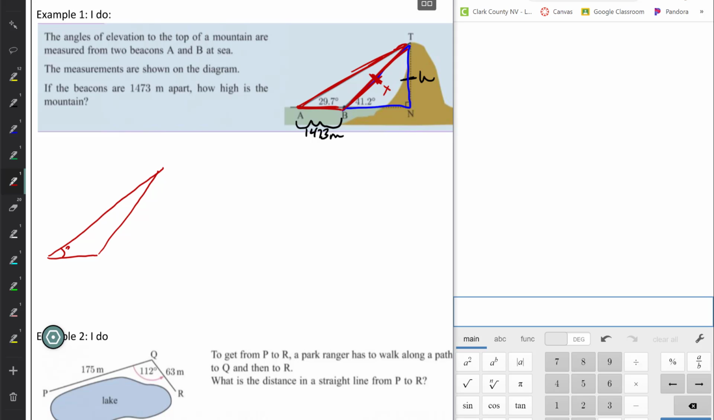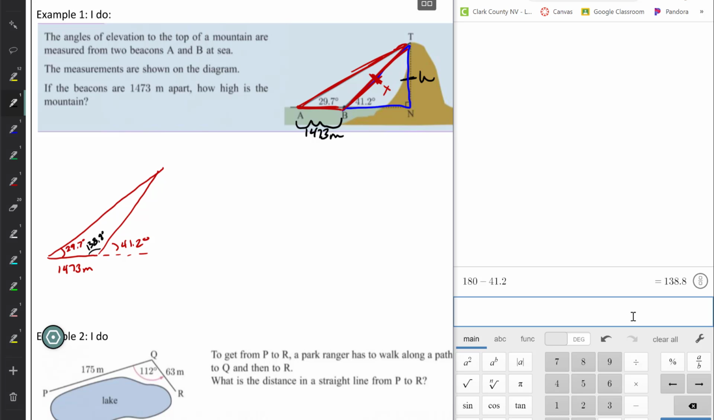I know this measurement here is 29.7 degrees. I know this measurement down here is 1,473 meters. And since this is 41.2 degrees, I know that's going to be a supplementary angle here. I'm just filling in all of the pieces that I know that I can work with to answer this question. So let's find that bottom angle, because that's probably going to help us out. So we take 180, we subtract 41.2 from it. That's going to give us 138.8 degrees.